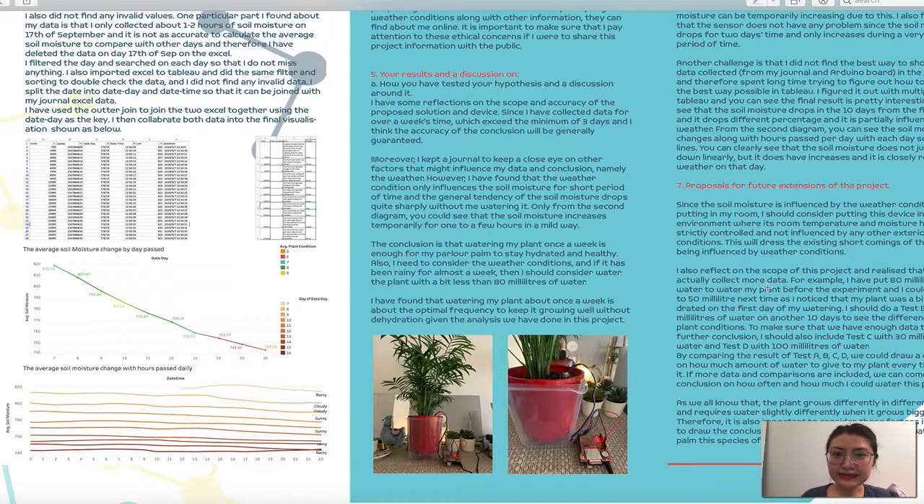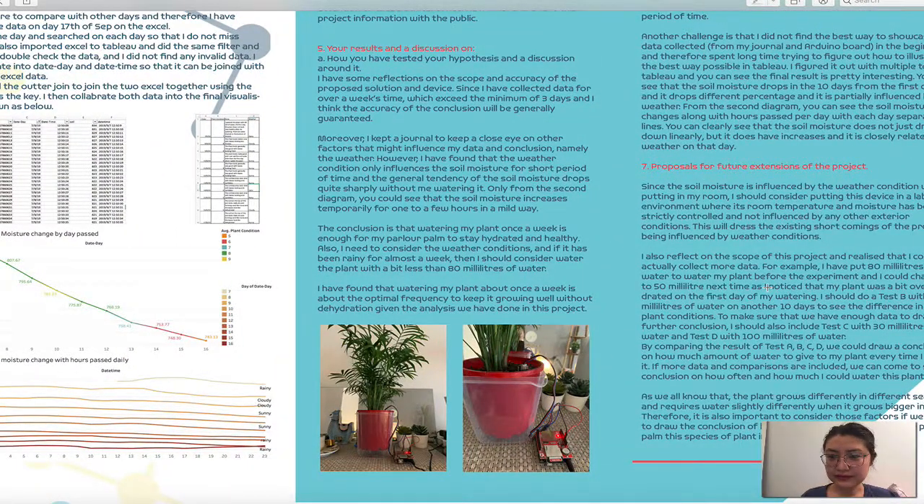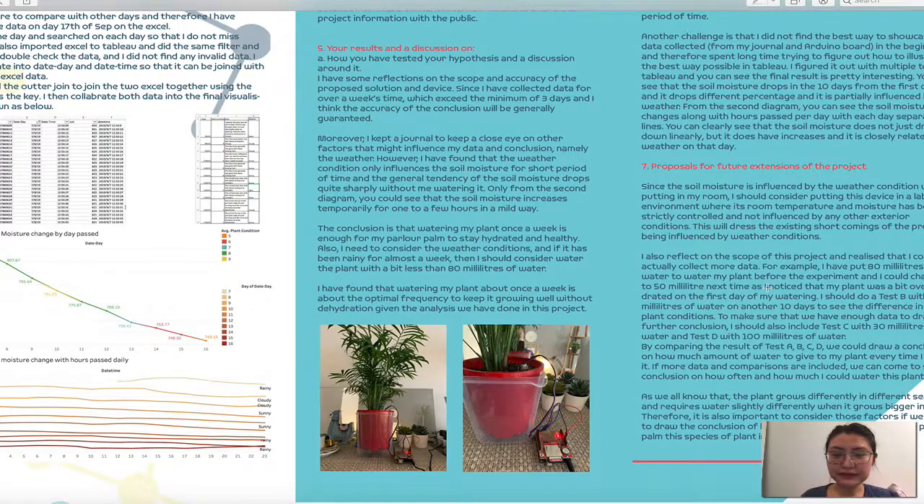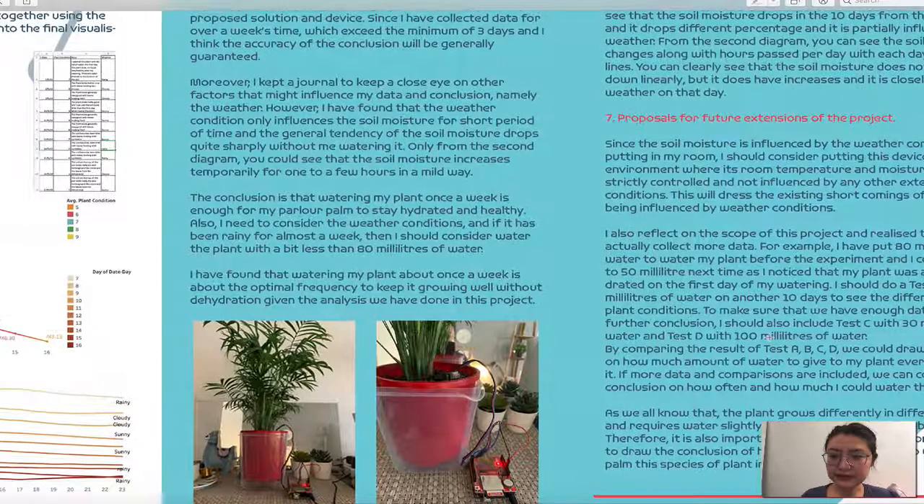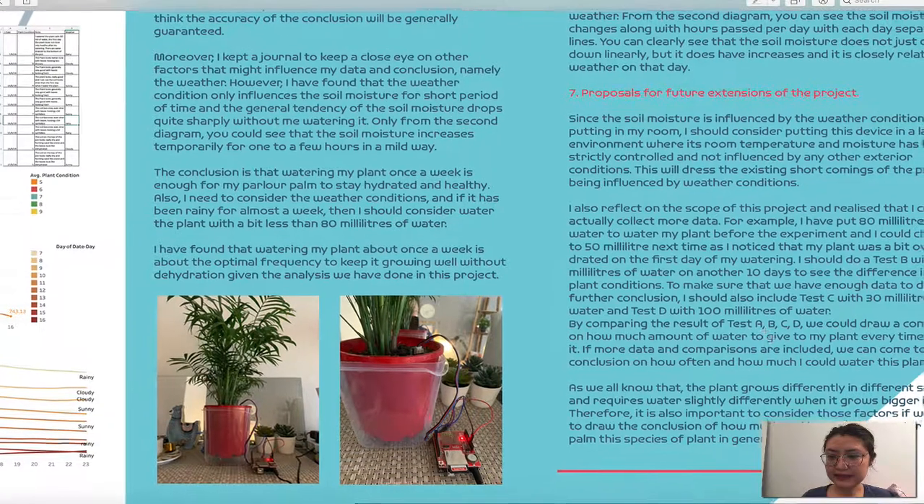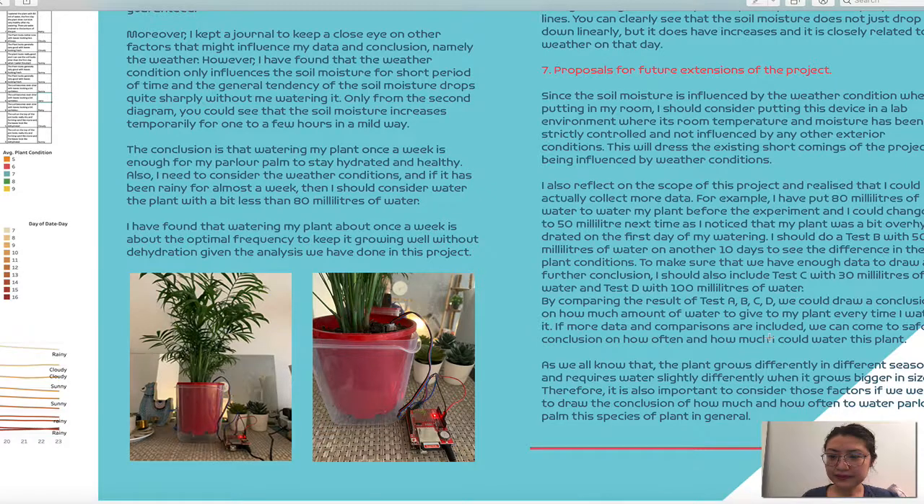Although I collected 10 days of data, which is quite a big amount of data for this project, I think that I could actually collect more data for more conditions, such as if I use 50 millilitres of water instead of 80 millilitres of water, what will happen to my plant? What about 100 millilitres of water? So we can create tests A, B, C, D using different amounts of water, and then test them in a period of about 10 to 14 days to see how much water I should give the plant every time.